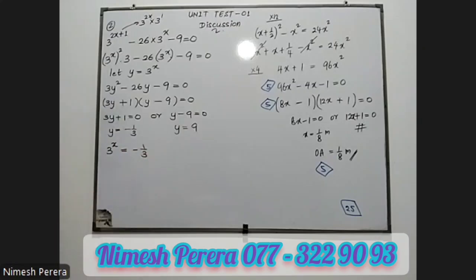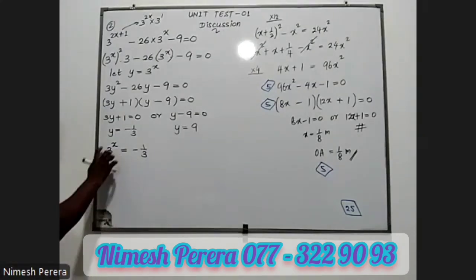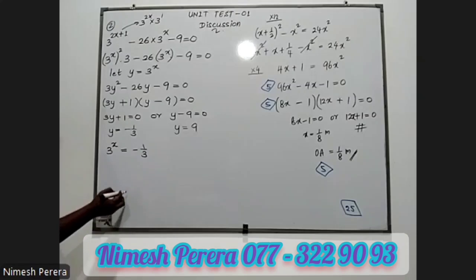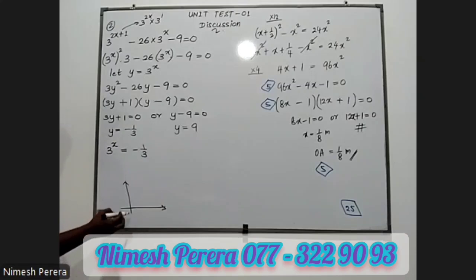This can't happen. The index of any integer cannot be negative. Any exponential function, this is called an exponential function, cannot be negative. It is something like this if we graph that exponential function.